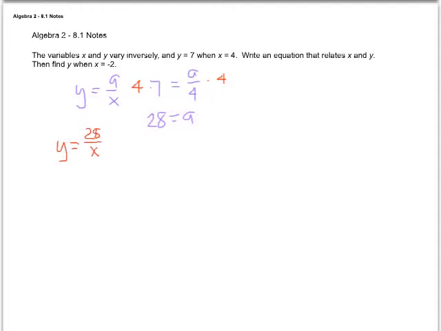Then the next part of the problem that we're asked to solve is to write an equation that relates x and y. We just did that. Then find y when x is negative 2. So taking this new equation, we're going to let x equal negative 2. So what have you got? y equals 28 divided by negative 2, which is negative 14.